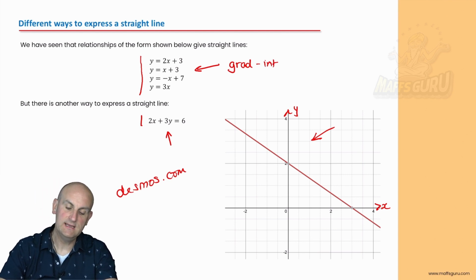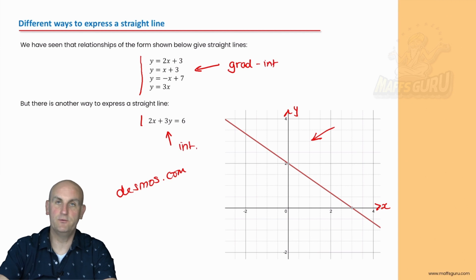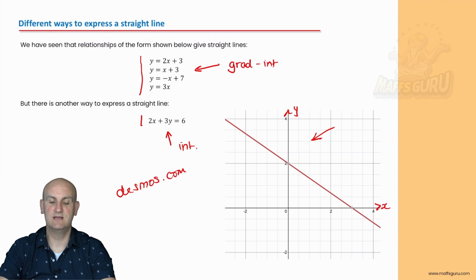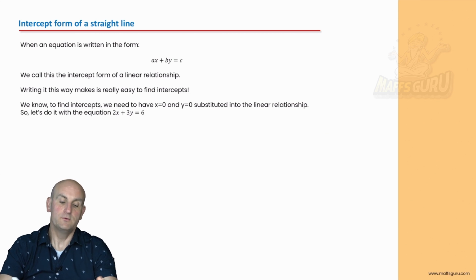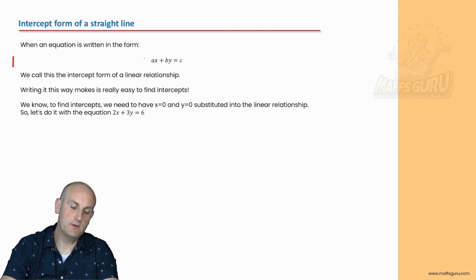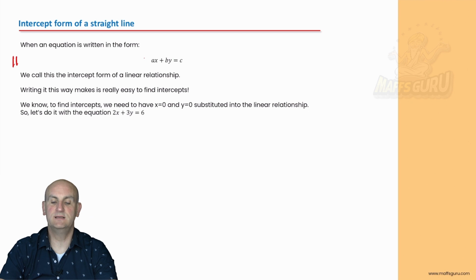This one here is actually just called intercept form, because when we have it in the way of 2x plus 3y equals 6, it's much easier to find intercepts than it is in the other way. So the point of this slide is to remind you that we can write equations for straight lines in lots of different ways.